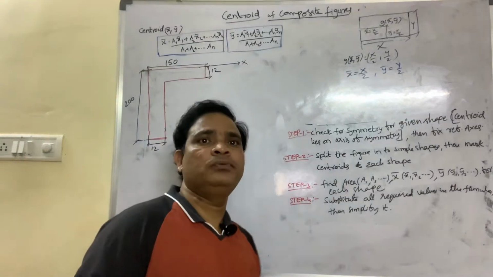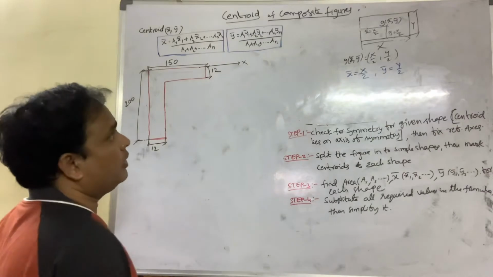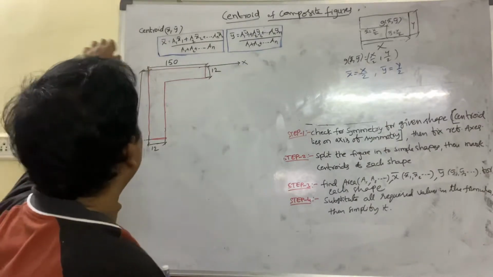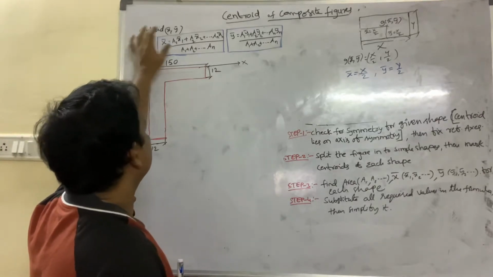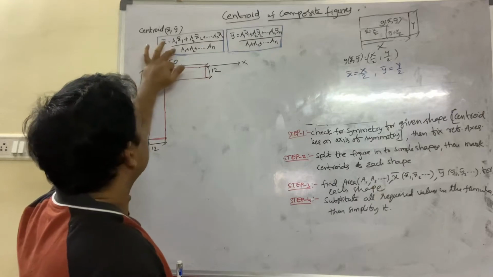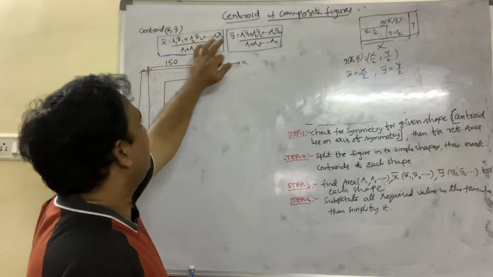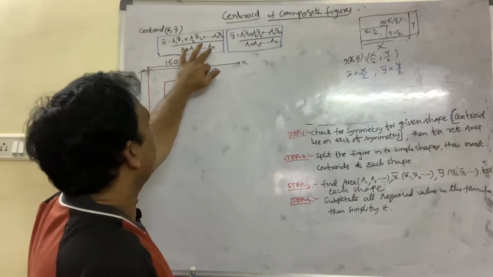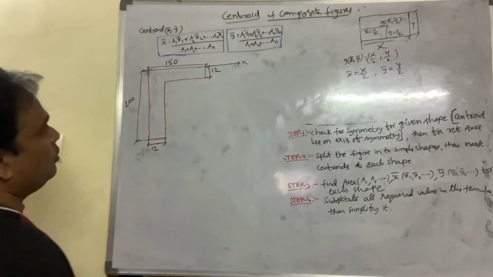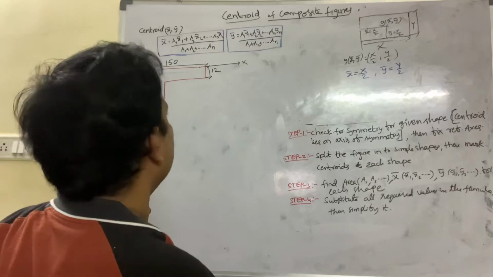Hello everyone, in this video our topic is how to locate the centroid for the given composite figure, and this is the given composite figure. Also we have the formula of centroid for the composite figure as x bar comma y bar, where x bar is equal to a1 x1 bar plus a2 x2 bar plus so on up to an xn bar by a1 plus a2 plus so on up to an. Similarly, y bar is equal to a1 y1 bar plus a2 y2 bar plus so on up to an yn bar by a1 plus a2 plus so on up to an.